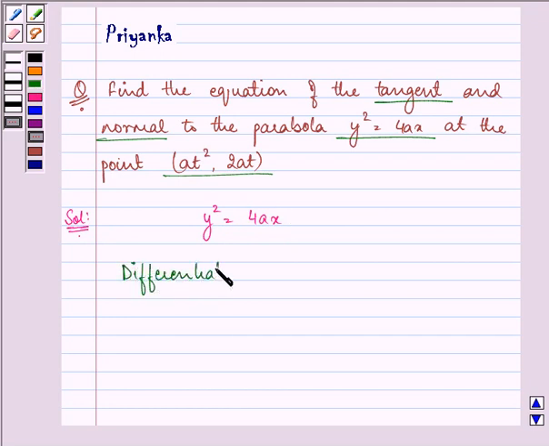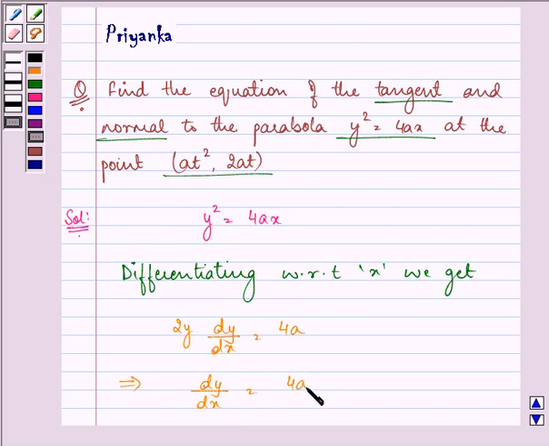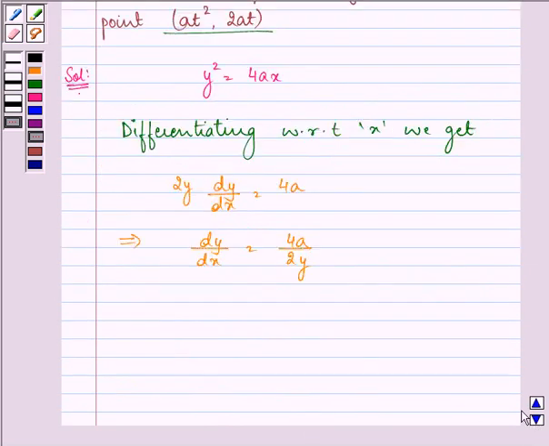On differentiating with respect to x, we get 2y dy/dx = 4a, or we have dy/dx = 4a/2y. On simplifying it, we have dy/dx = 2a/y. Now, this is the slope of the tangent.